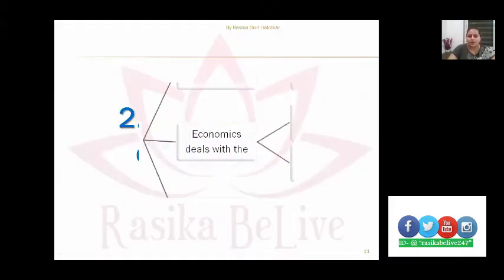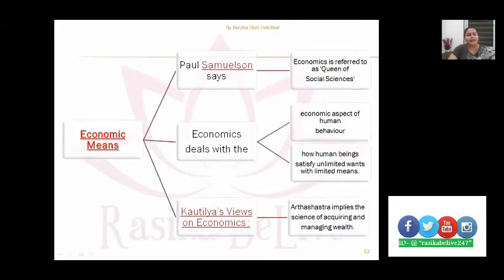Meaning of economics. I will elaborate and explain it, and I will make it very easy for you. Paul Samuelson says, what does Mr. Paul say? Economics is referred to as the queen of social science. See, always remember with this idea, economics means these 3 points should come in front of your eyes. Paul Samuelson says, it's very simple. He says, queen of social science.